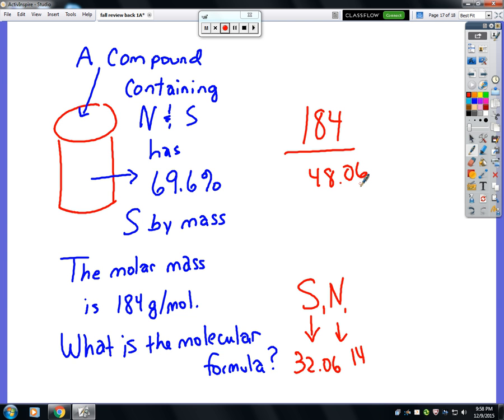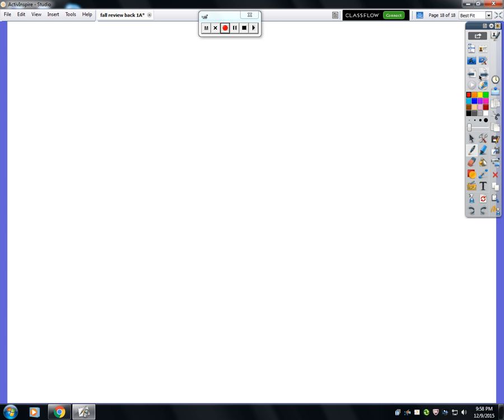So what is 184 divided by 48.06? That gives me 3.8. That means that my real molecule is 3.8, or let's round that to 4, times heavier than this. So that means it's not SN, that means it's SN times 4 times heavier. So my formula is S4N4. And that, folks, is it.